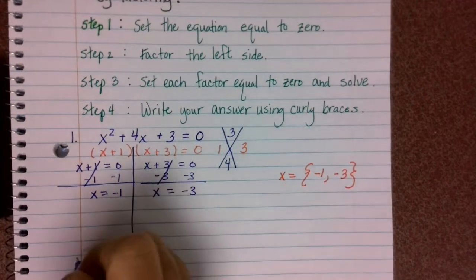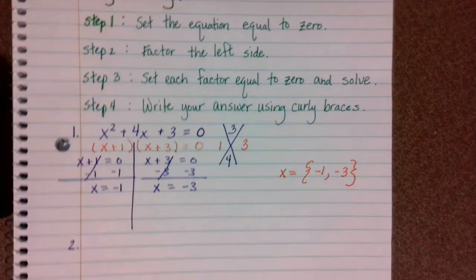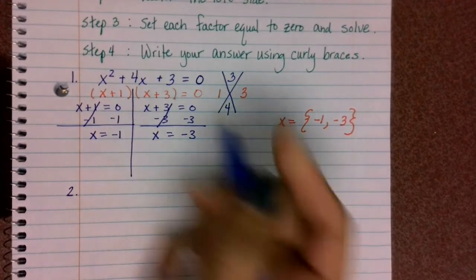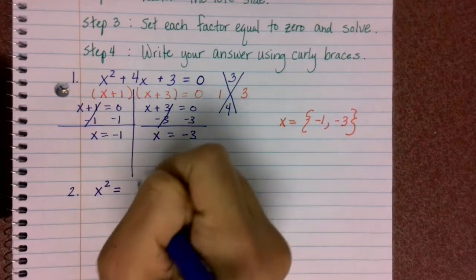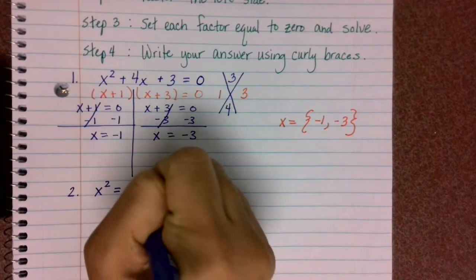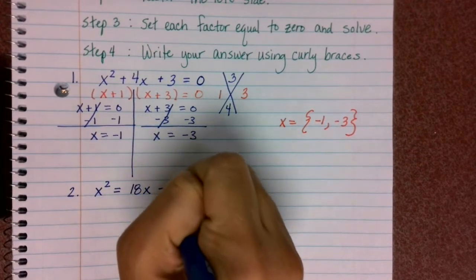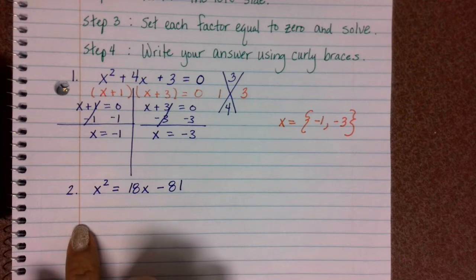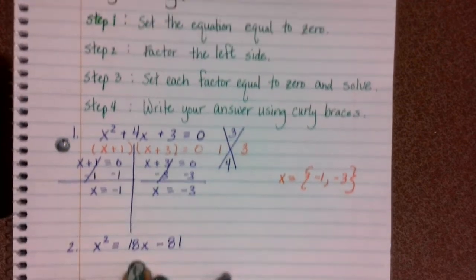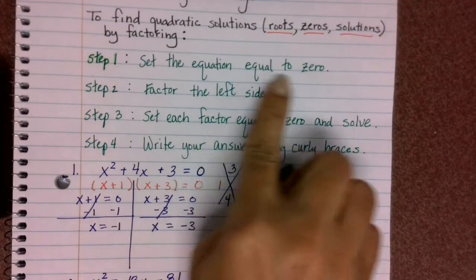Let's do another example. Example number 2. I have x squared equals 18x minus 81. All right, so step 1, we come back up to our notes here. Step 1, set the equation equal to 0.